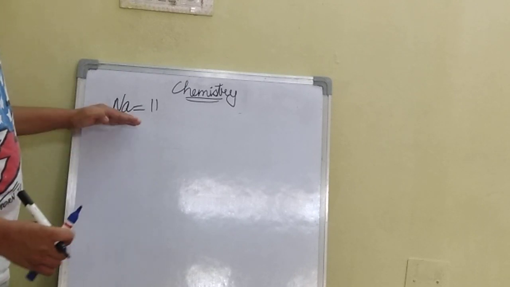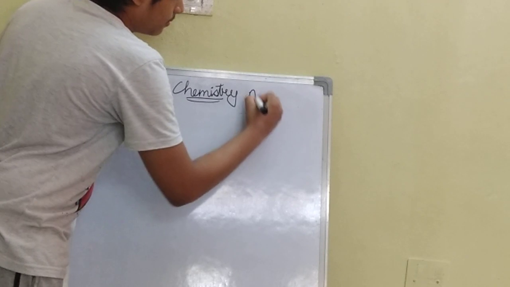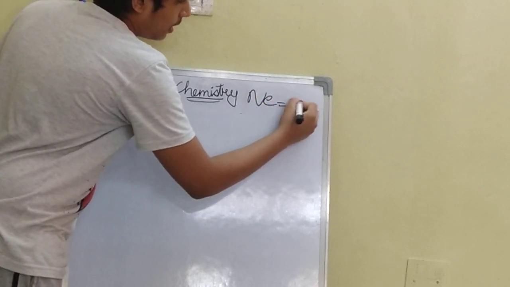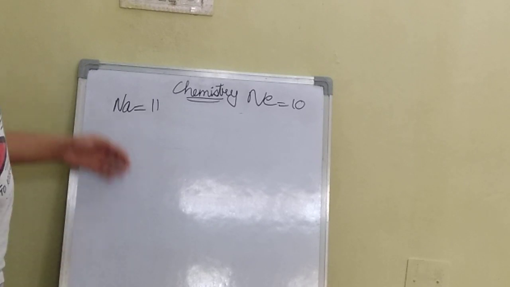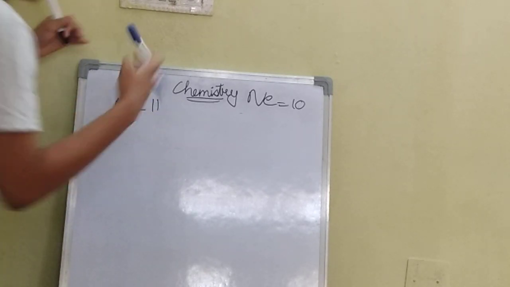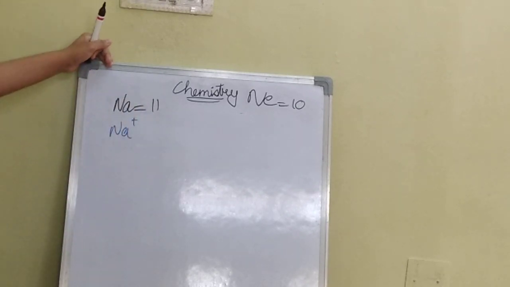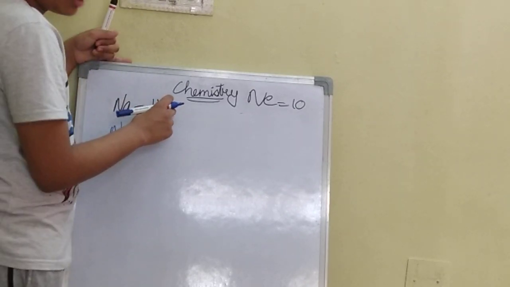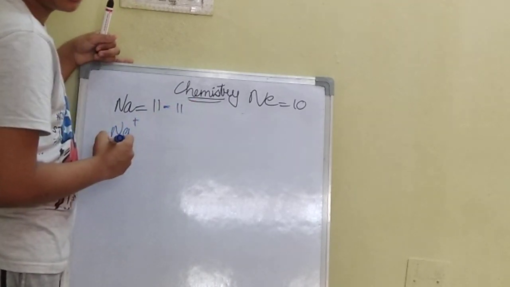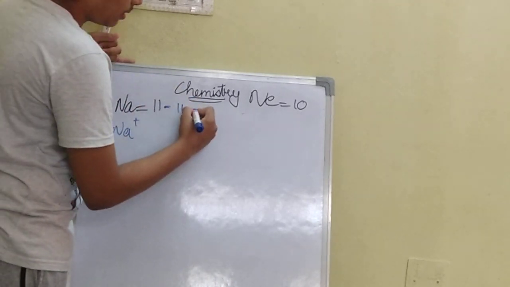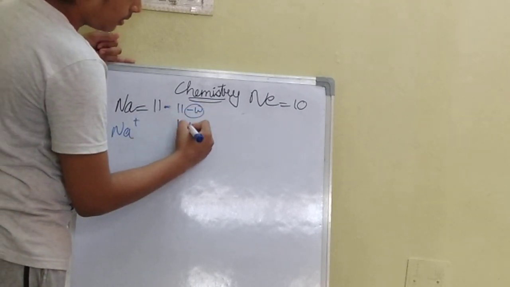We will take the nearest gas. The nearest gas is neon, atomic number 10. Now Na plus will come. Why? Because how many electrons are there in this? Electrons 11, I am representing with the negative symbol. How many protons are there? 11, positive symbol I am representing.